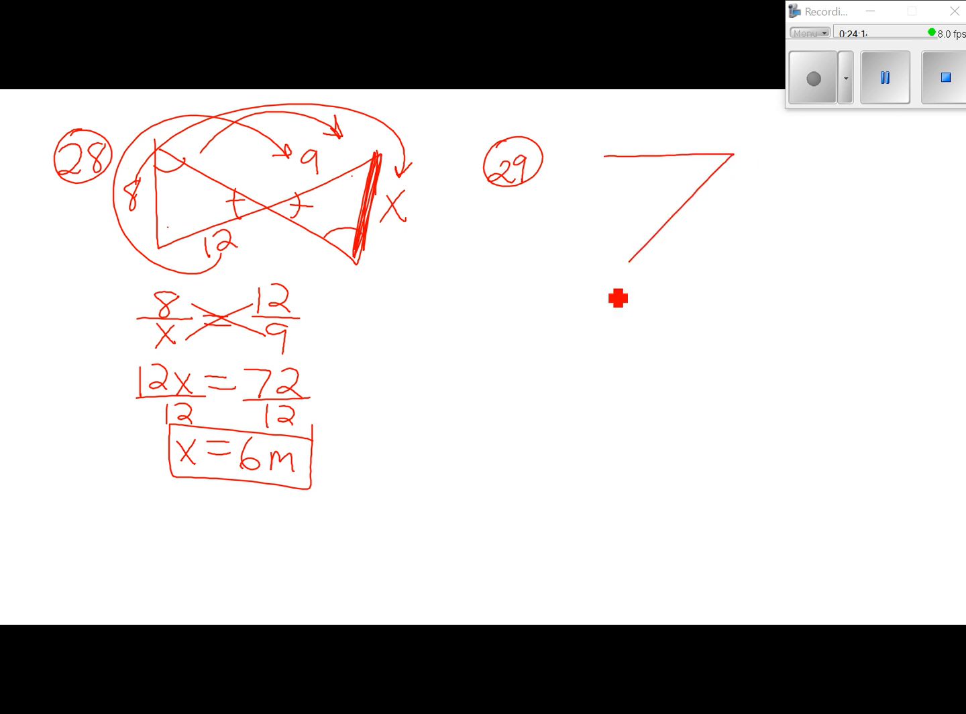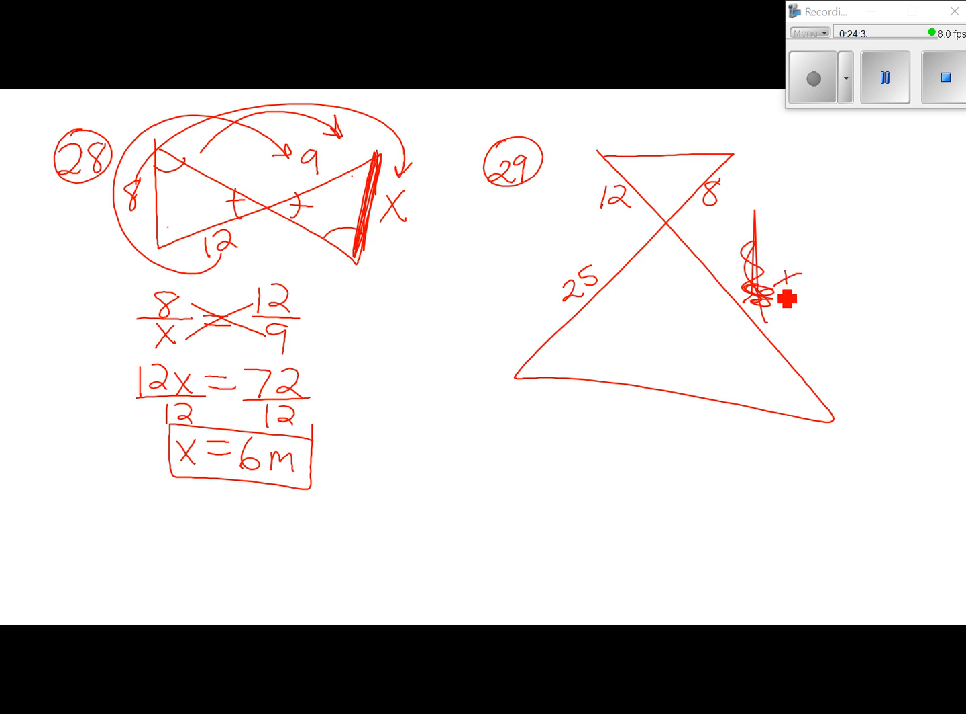Give us a picture, it looks something like this. They tell us that this is 12 meters, this is 8 meters, this is 25 meters, and this is X. They tell us this angle is congruent to this angle, and we know that these angles are congruent to each other because they're vertical. They also tell us that these 2 angles are congruent, but what we're going to do is spin this triangle around to get it to match up.